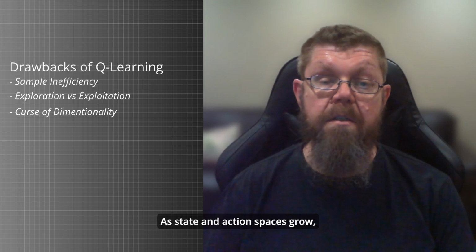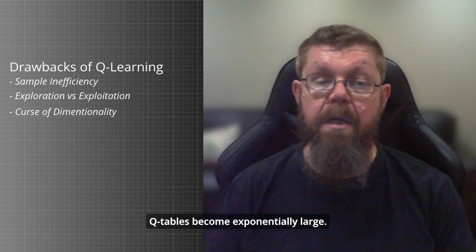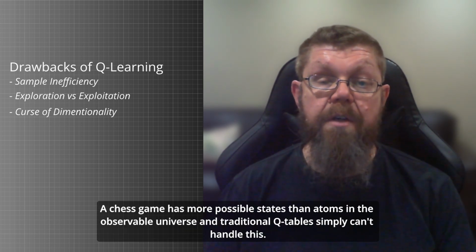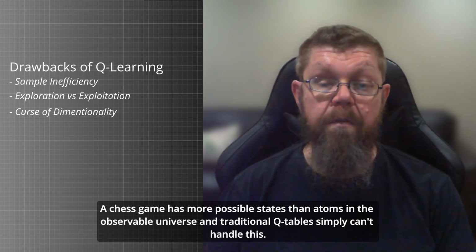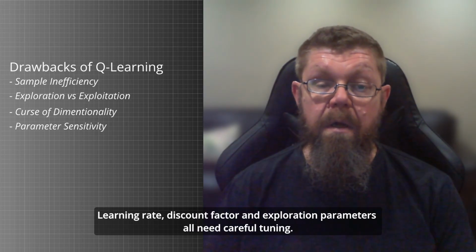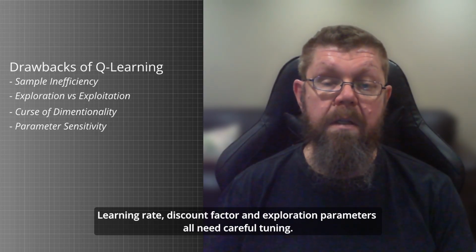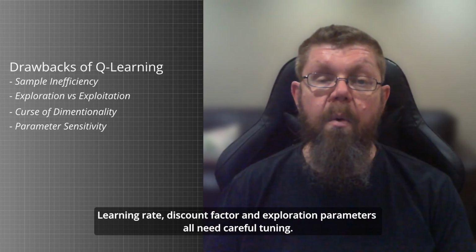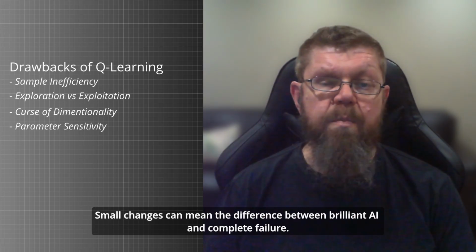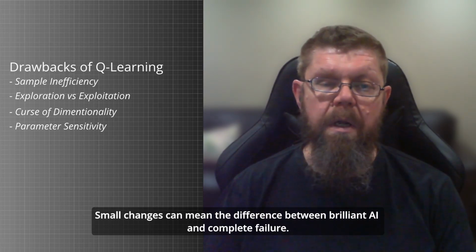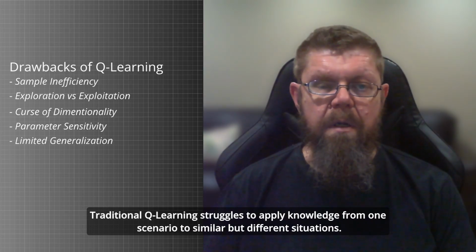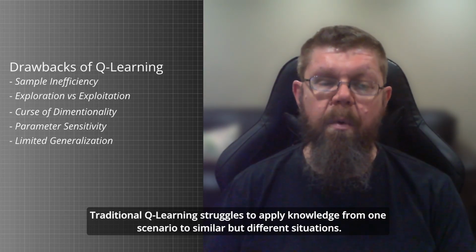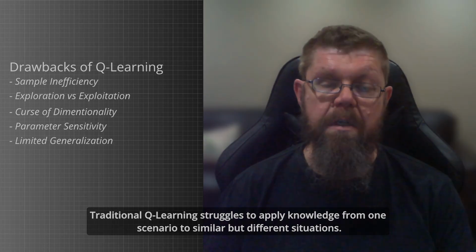As state and action spaces grow, Q tables become exponentially large. A chess game has more possible states than atoms in the observable universe, and traditional Q tables simply can't handle this. Learning rate, discount factor, and exploration parameters all need careful tuning. Small changes can mean the difference between brilliant AI and complete failure. Traditional Q-learning struggles to apply knowledge from one scenario to similar but different situations.